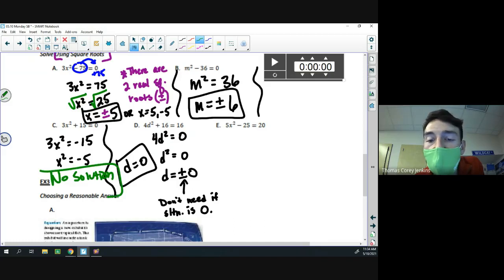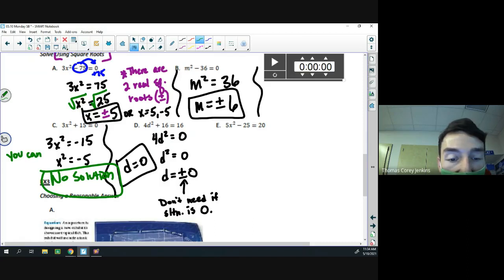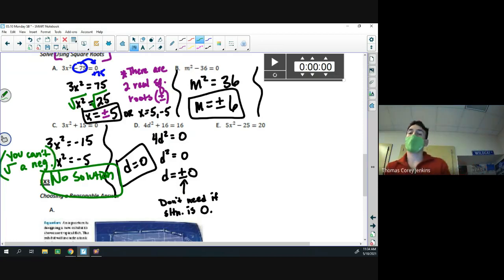No solution, and I would just remind yourself here that you can't square root a negative. So anytime you get to 1x squared equals negative whatever, it's a no solution, okay? And again, you shouldn't have known that, but if you caught on to it, good for you, okay? Any questions on that before we move on? So graphically, if we graphed y equals 3x squared plus 15, we would see a parabola with no x-intercepts. That's what we would see, okay?